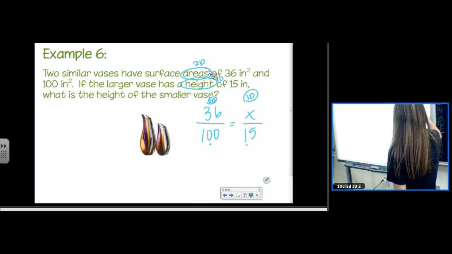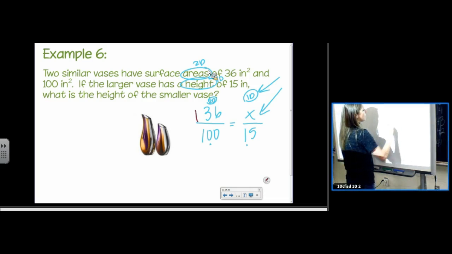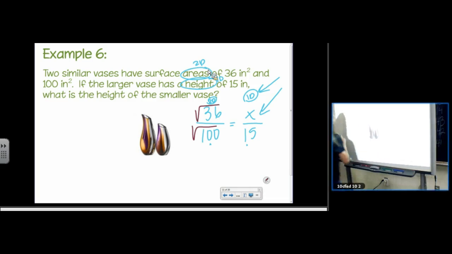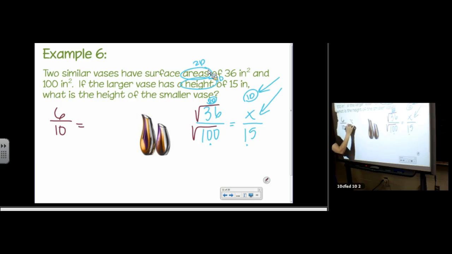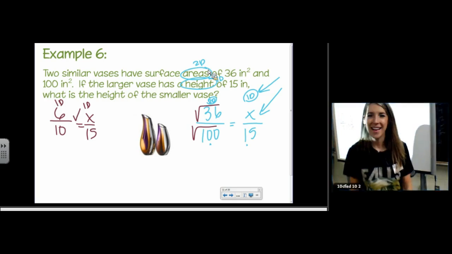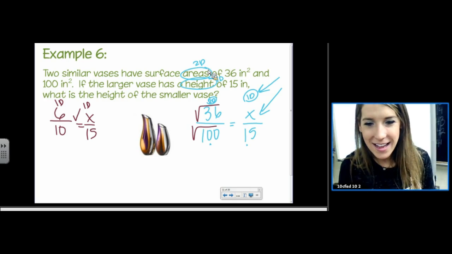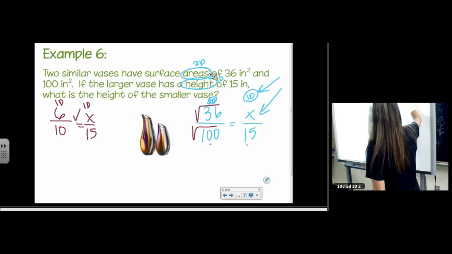So we want to convert everybody to 1D because that's where X is. The way to undo 2D is to square root. So it's not 36 is to 100, it's 6 is to 10 as X is to 15. Make sure you check. These are 1D, these are 1D. Okay, you're allowed to cross multiply. And the height of that smaller vase was 9 inches. Yep.